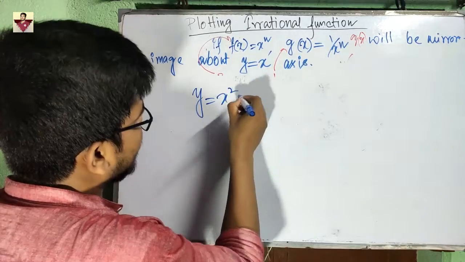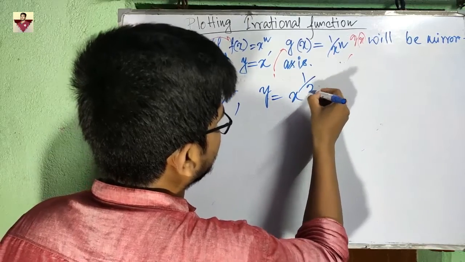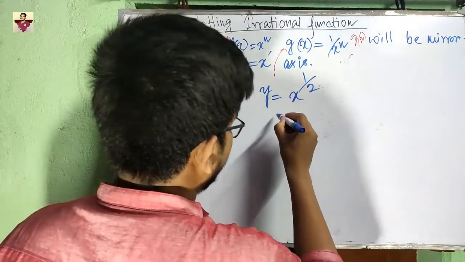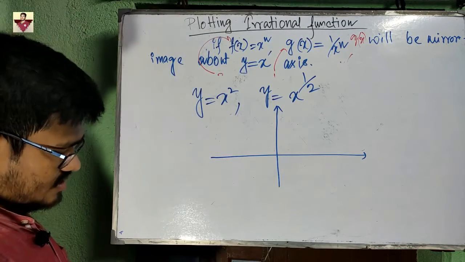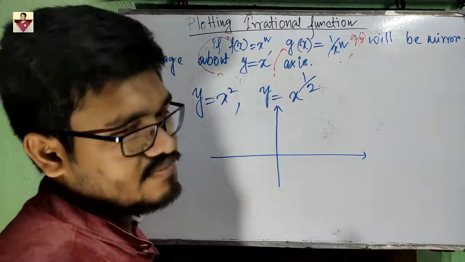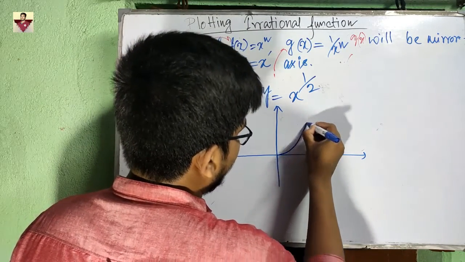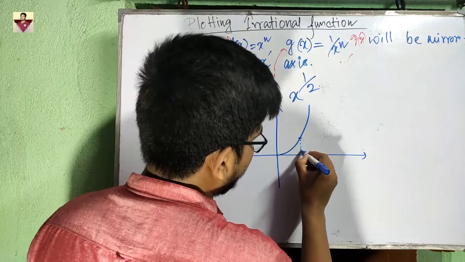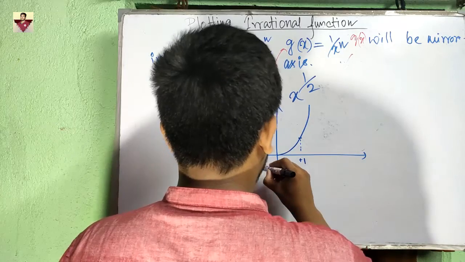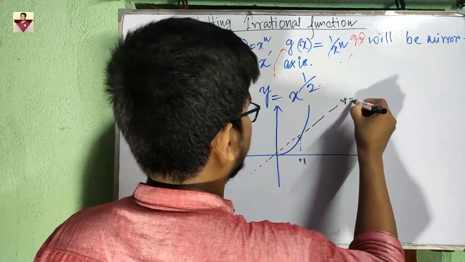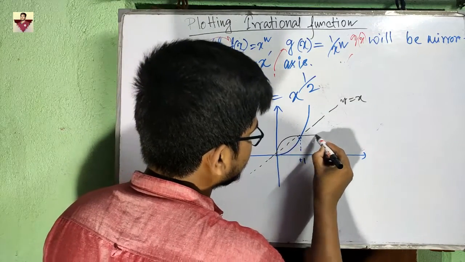y equal to x square, which is your f(x) here, and y equal to x to the power 1 by 2, that is root over x. How to plot that function? For this function you need to be careful that we cannot take y as imaginary. Okay, so for y equal to x square, the graph is like this. Let's say this is your +1 point. Then for y equal to root over x, this is your y equal to x line. Now for y equal to root over x, the graph will be like this.